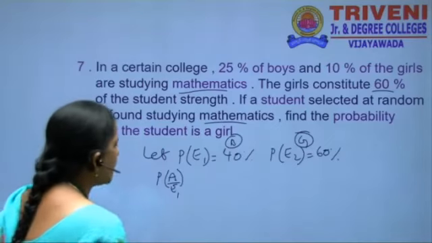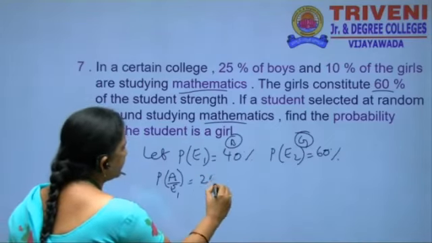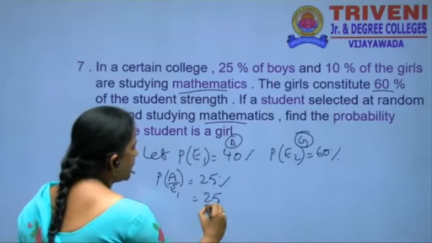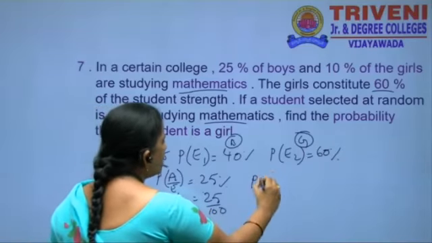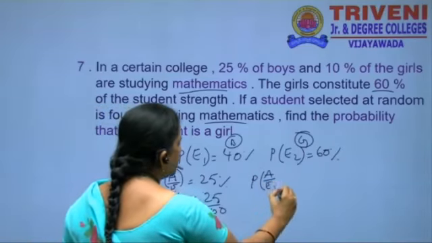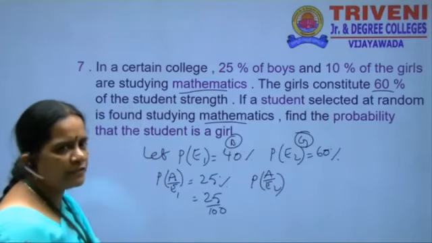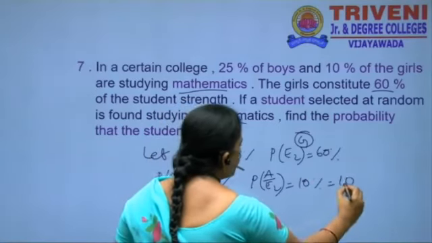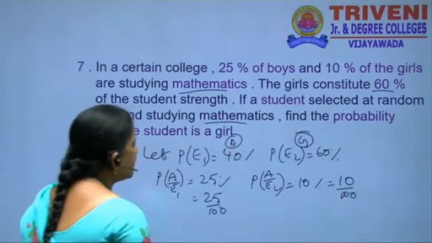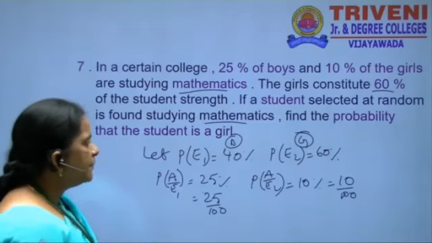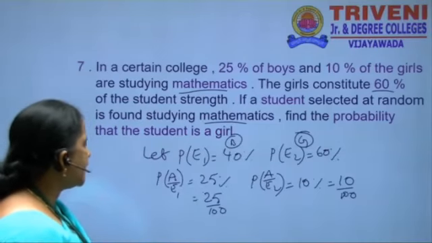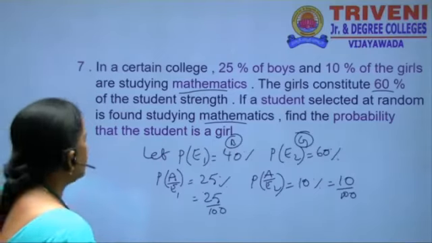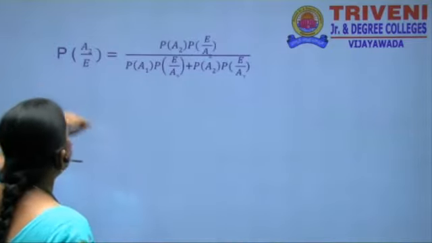If 25% boys studying mathematics, that is 25%. That is equal to 25 by 100. And P of A by E2 is the event of selecting the girls, percentage is 10%. That is equal to 10 by 100. P of E1 is 40 by 100. P of E2 is 60 by 100. P of A by E1 is 25 by 100 and P of A by E2 is 10 by 100. Substituting by using the Bayes theorem here.